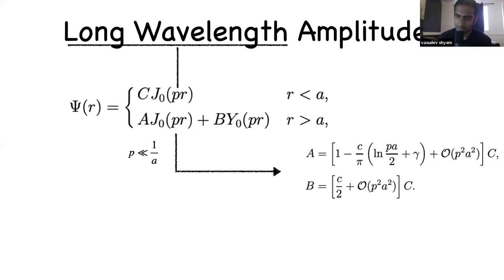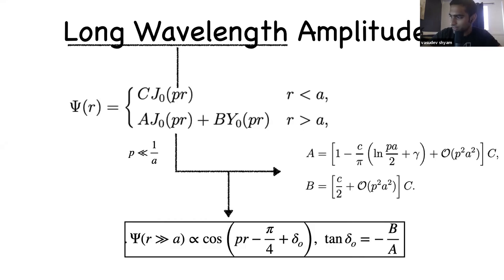And C here is your coupling constant. This is being carried over into these. And as you can see, you're solving for A and B in terms of C, but that doesn't really matter too much because you can absorb one of these into an overall normalization of the wave function. So now for this long wavelength solution, you see that it's given by a cosine function. And I've written this cosine function in a particular form because it meets scattering theory of S waves and what's called the phase shift. So here you have this phase shift delta naught, which is given by the inverse tangent of B over A.